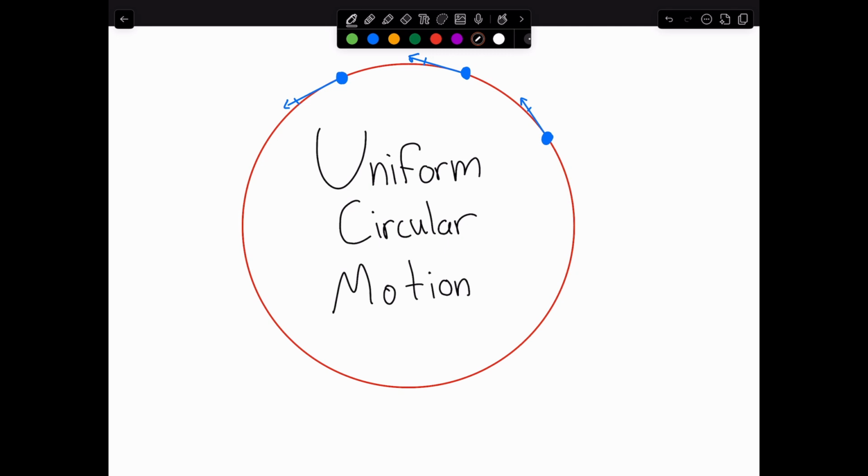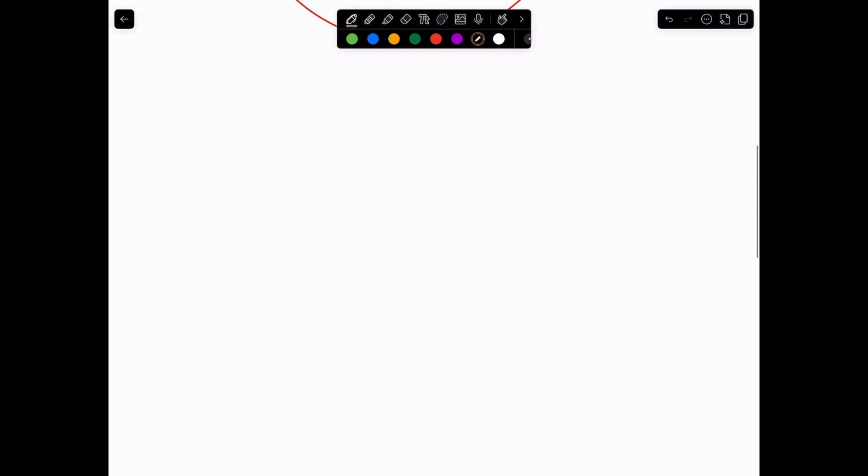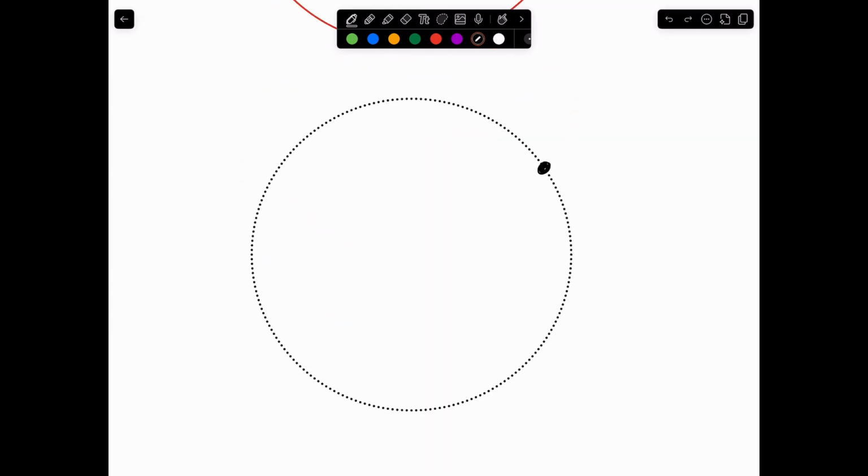Today we're going to be talking about uniform circular motion. So, what is uniform circular motion? Well, think about something moving in a circle. Let's say this dotted circle is a path, and this little black dot is an object going around that path. Let's also say that this object is moving at a constant speed, which means as it goes around this circular path, its speed is not changing, aka the magnitude of velocity is not changing.